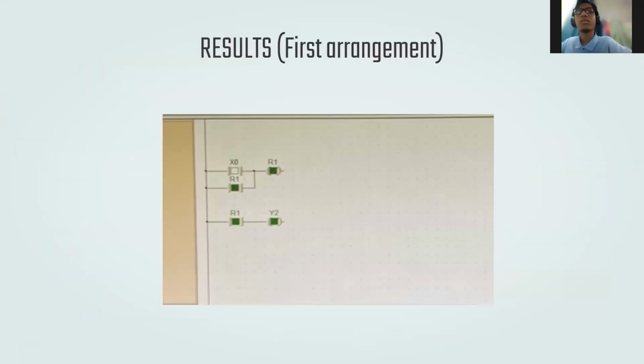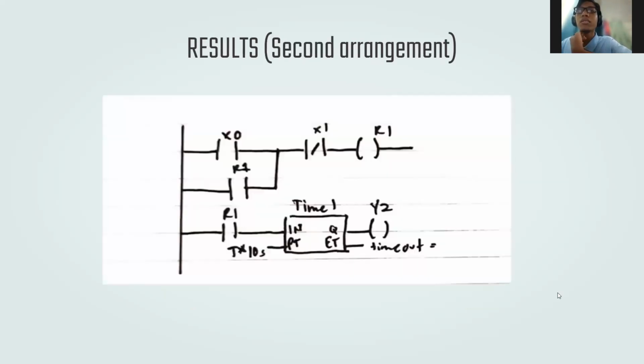Thank you, Wise. So I will continue with the result. First, this is the picture shown in the slide. This is the first arrangement for our circuit. When the switch was pressed, the LED light was turned on, and when the switch was released, the LED was still lit. So next. This is the second arrangement. In the second arrangement, the LED light was turned on after 10 seconds when the switch was pressed because of the timer. When the X1 switch was pressed again, the LED light was turned off.